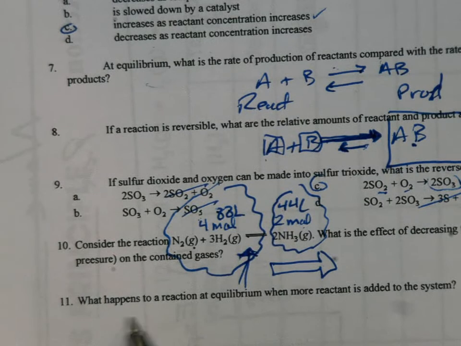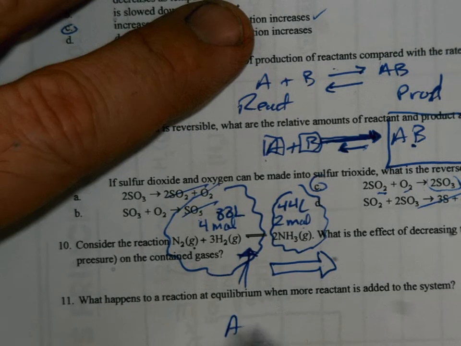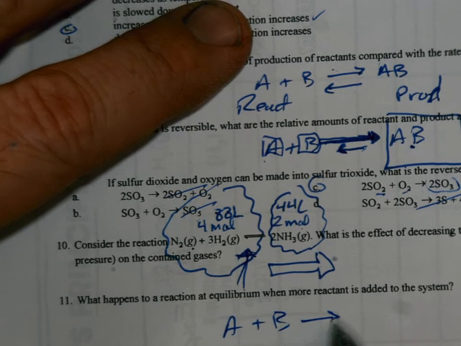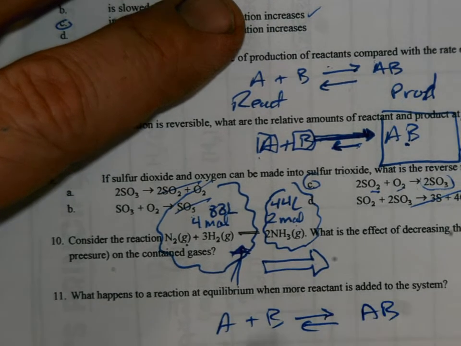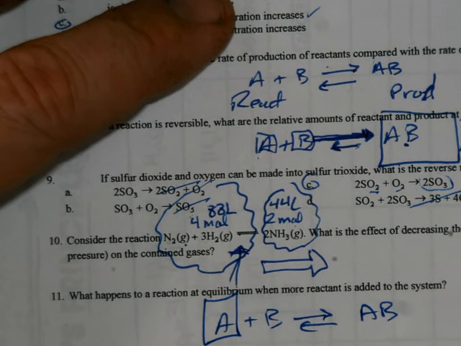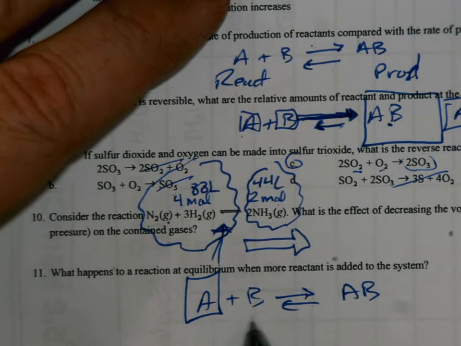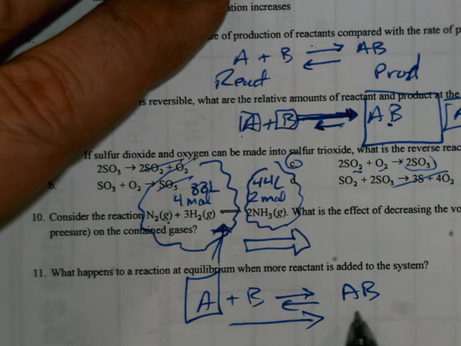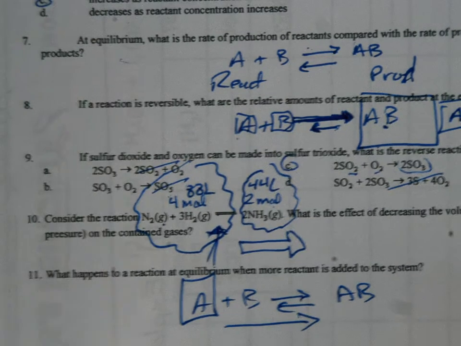Number 11, what happens to a reaction at equilibrium when more reactant is added to the system? Okay, well, if these are our reactants, if we add more reactants, equilibrium is going to shift that way, to the right. Wherever you add stuff, equilibrium shifts away. All you need to know.